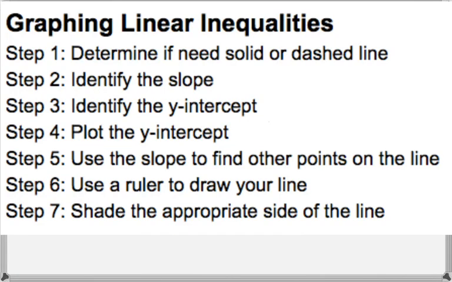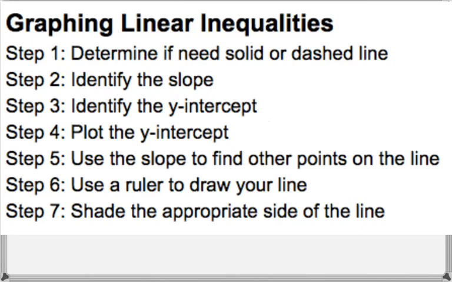In this video, we are going to go over how to graph linear inequalities. As you can see, we have the 7 steps needed listed here on the screen. First, we need to determine if we are going to be using a solid or a dashed line.